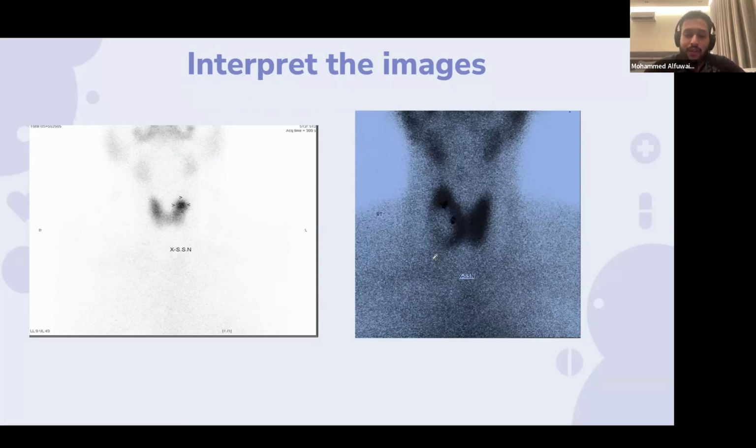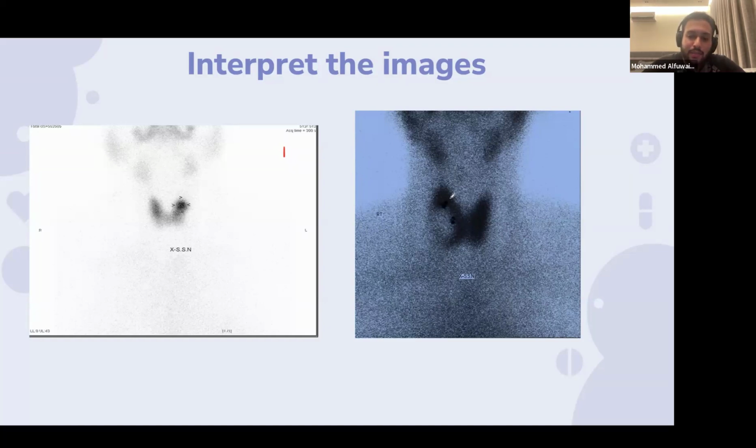The first thing over here is this. What do you see in this first image? Hot nodule. This means that there is increased uptake of iodine. With these patients with a hot nodule, you suspect they might have hyperthyroidism, because it means it's hypermetabolic. There's function happening, so it might be secreting a lot of thyroid hormone. So this is a hot nodule.